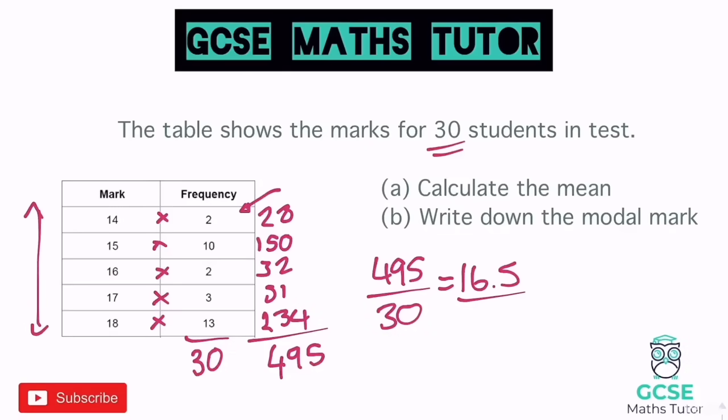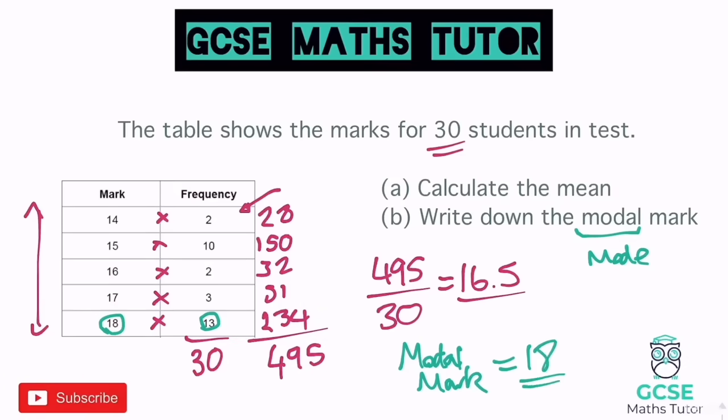Now part B says to find the modal mark. Now the modal mark just means the mode mark, the one that's the most common. And if we have a look at our table here, the one that's the most common is this one down at 13, and that represents 18 as the modal mark. So the modal mark would be 18, because 13 people got that, and that's the highest there in that frequency table, so 18.